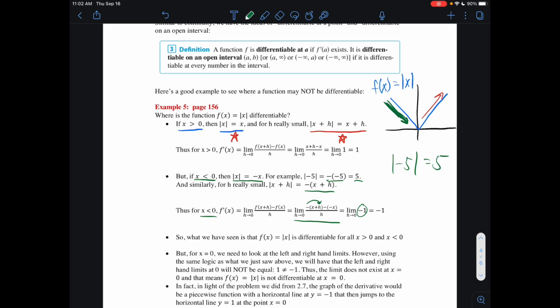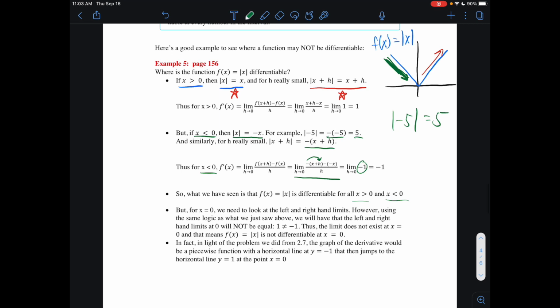So what we have seen is that f of x equal the absolute value of x is differentiable for all x greater than 0 and all x less than 0. So then the one remaining question is, is it differentiable at x equals 0? We run into a problem. And the problem is with the left and right hand limits. If we think of the logic that we just saw above, we will have that the left and right hand limits at 0 will not be equal.